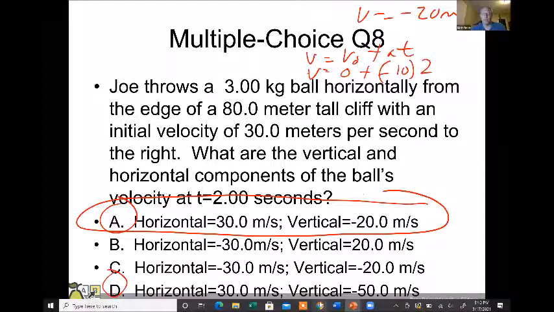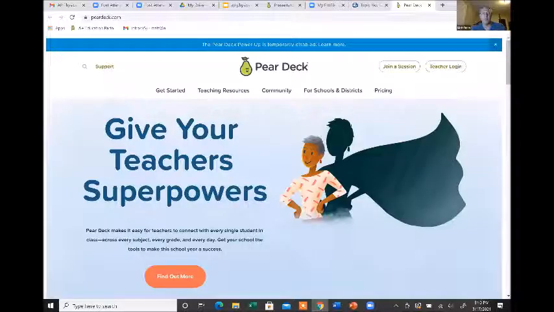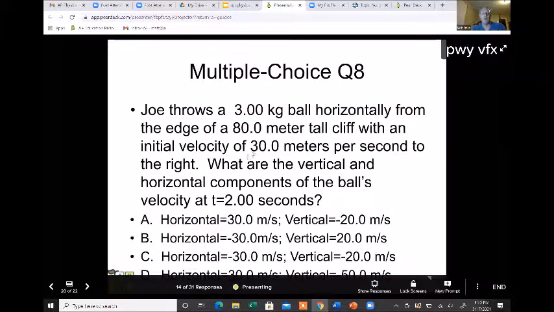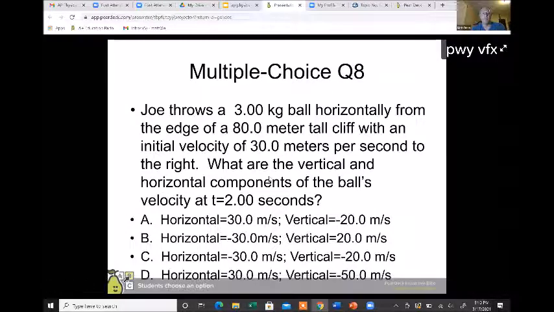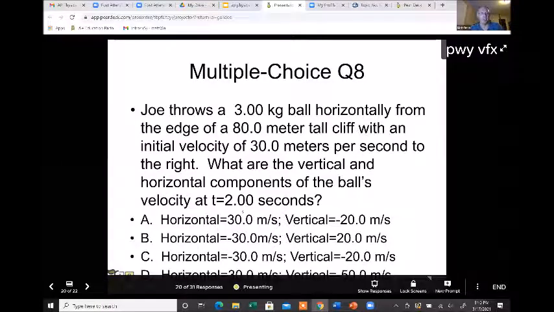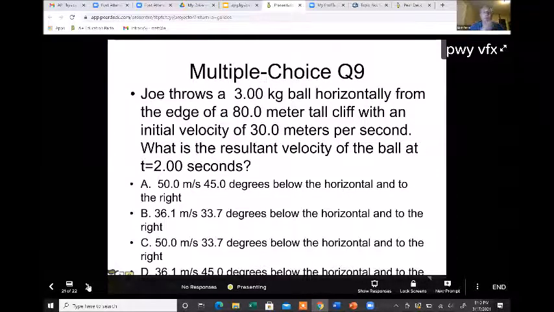So let's go back to Pear Deck, and go ahead and mark for me on that one, choice A. Make sure you get the right answer marked. Horizontal velocity of 30 meters per second, vertical velocity of -20 meters per second. All right, 2 more problems to go, both of which will be pretty quick. And again, I'm going to go back to the PowerPoint to work this one out.